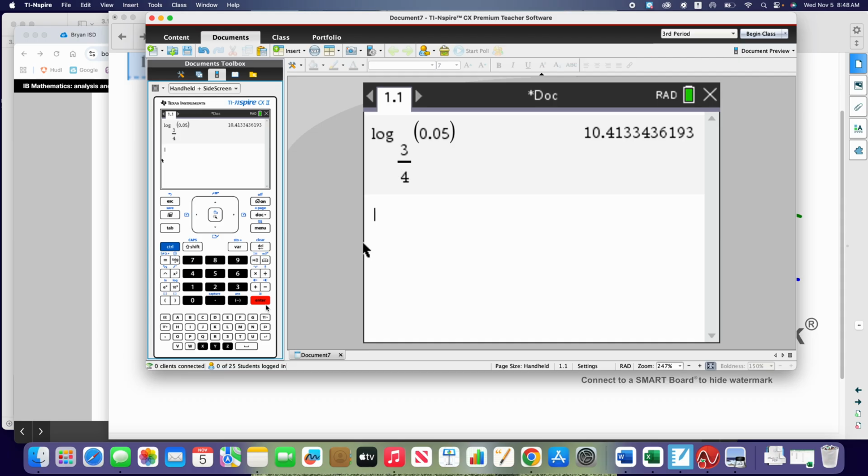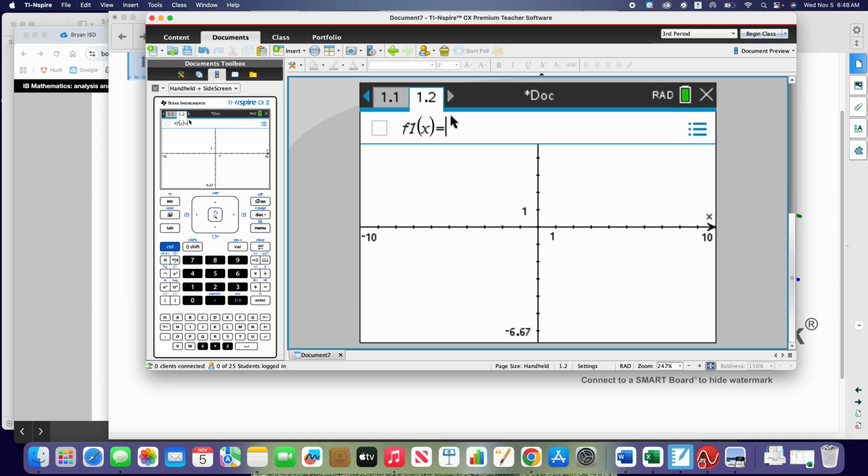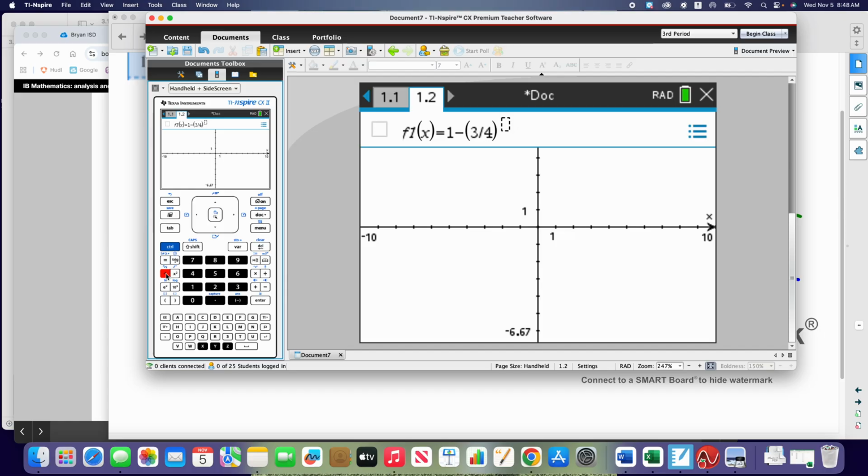Now, sometimes it's easier to look at the picture of this. So if I were to do this, Control Doc, I'm going to add a graph. The first one that we had was this, 1 minus 3/4 to the x.